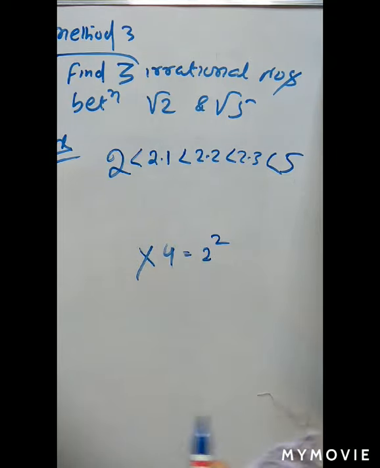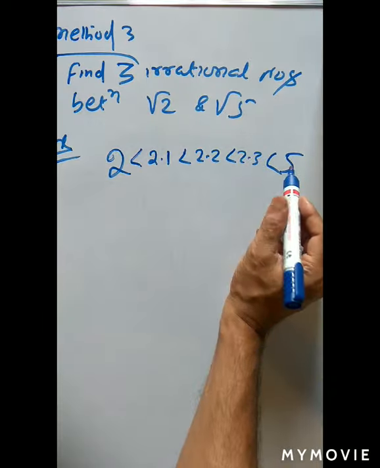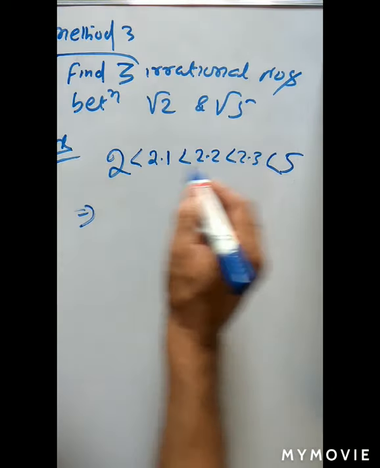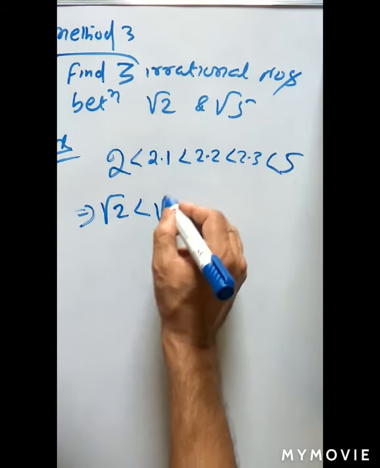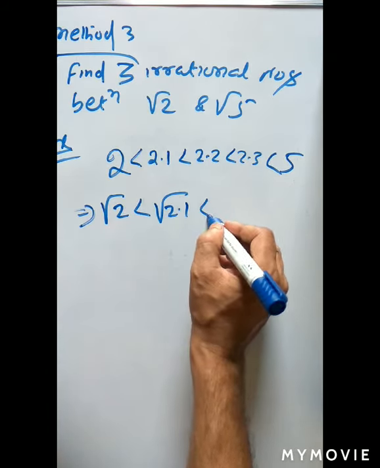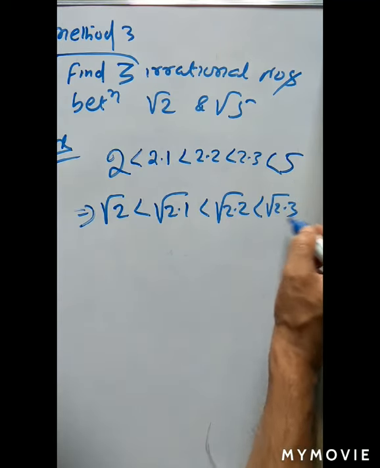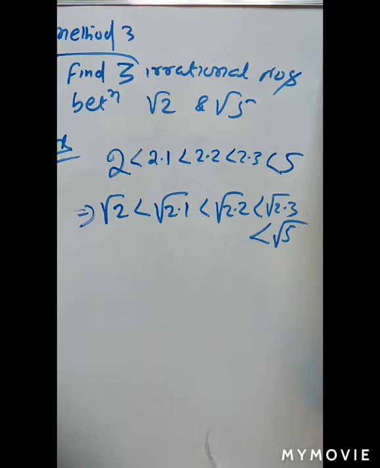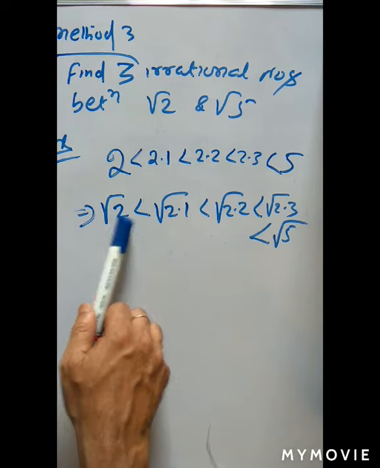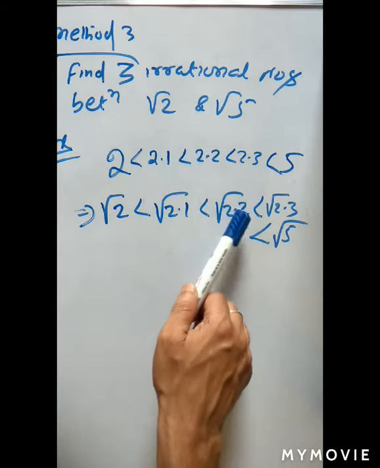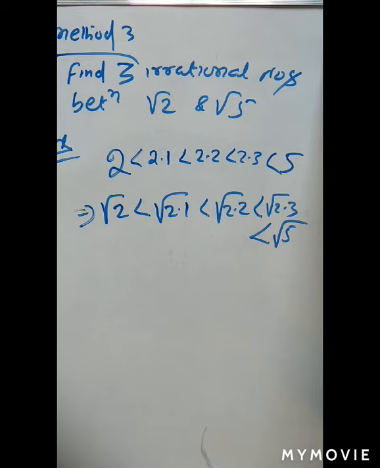So in that case, what will we do? If 2 is less than this and less than 5, just take the square root of all. So if you take the square root of all, then it is root 2, less than square root of 2.1, square root of 2.2, square root of 2.3 and square root of 5. So here you got, between root 2 and root 5, 3 irrational numbers. So this is the method. Is it clear? So this is a very easy method.